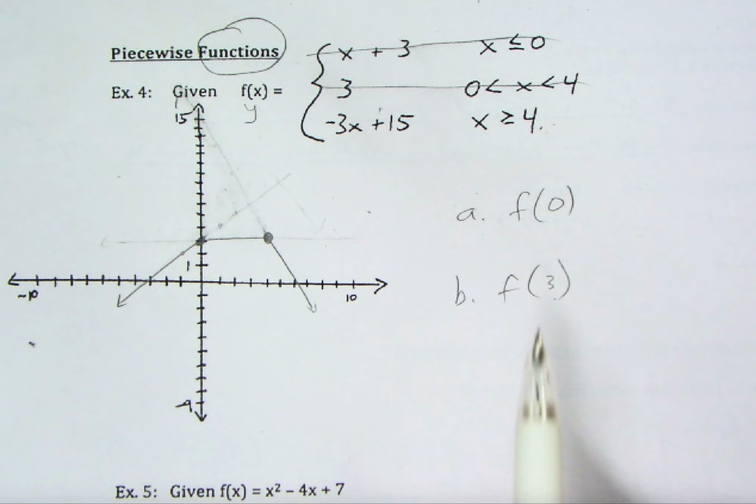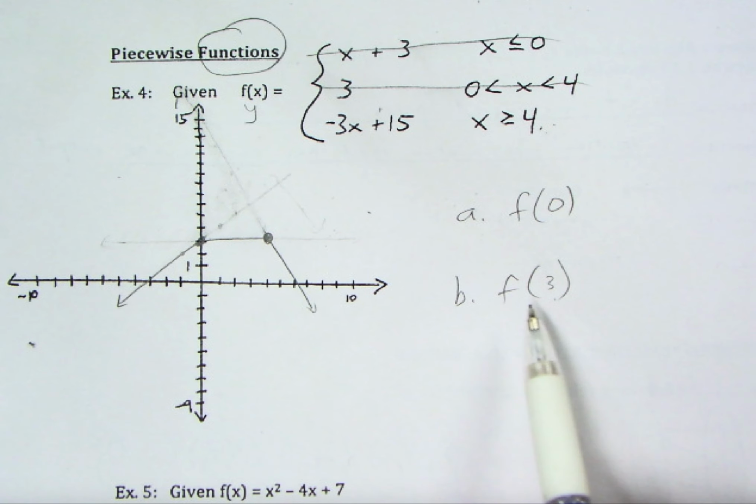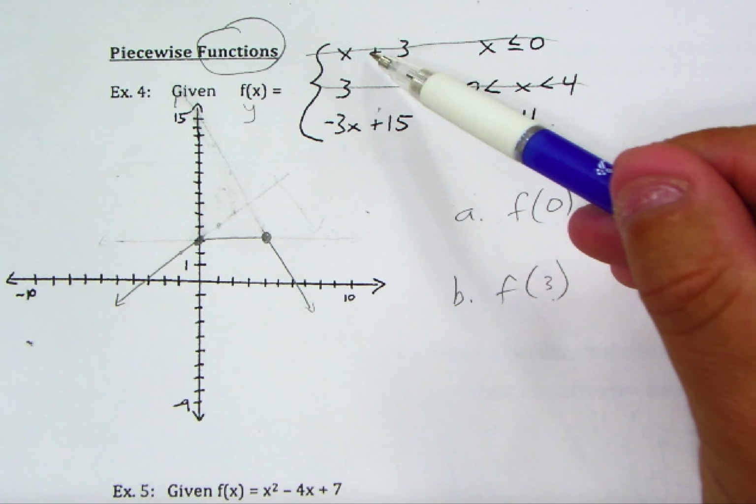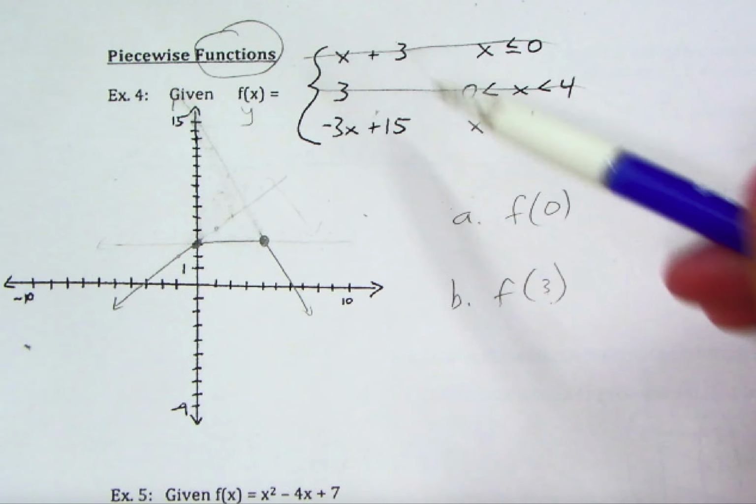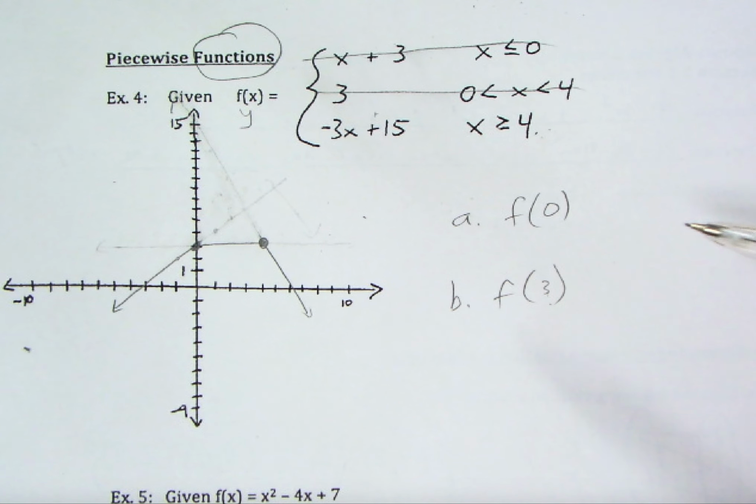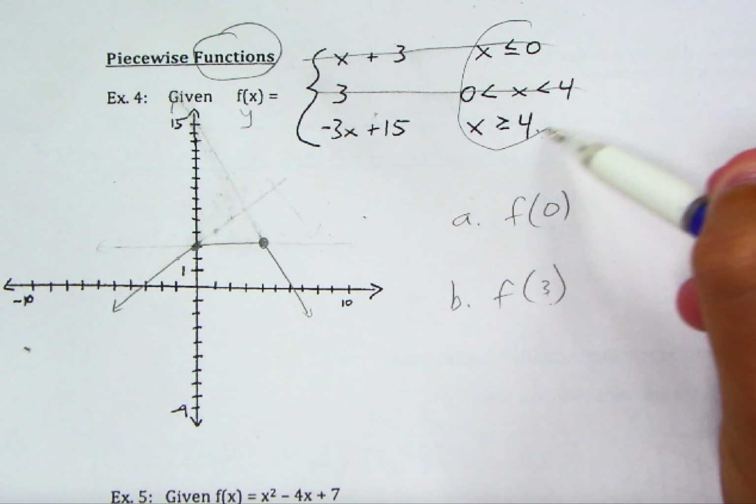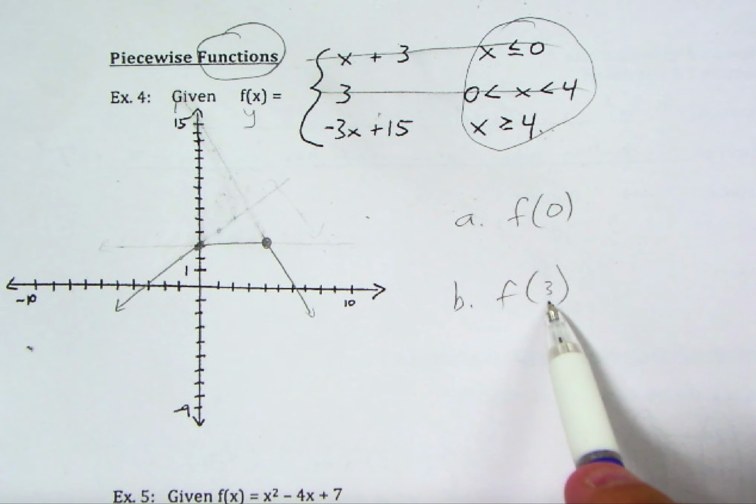So if they say, I want to start with f of 3. If they say find f of 3, with normal functions, you would just plug 3 in for the x, and then you get your output. Well, the question is, which of these pieces do I plug 3 into? I am going to plug 3 into either this top piece, the middle piece, or the bottom piece. I'm going to plug it in for x, but the question is, which piece? And you use these inequalities here to make that decision. Whichever inequality your input satisfies, like in this case 3, whichever one 3 makes true, is the one that you're going to use.